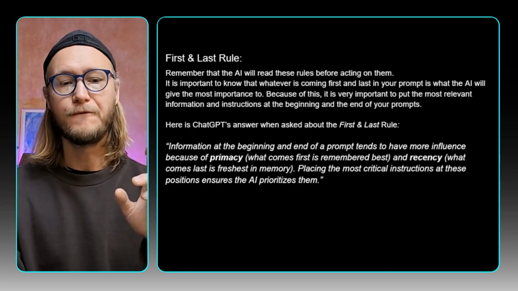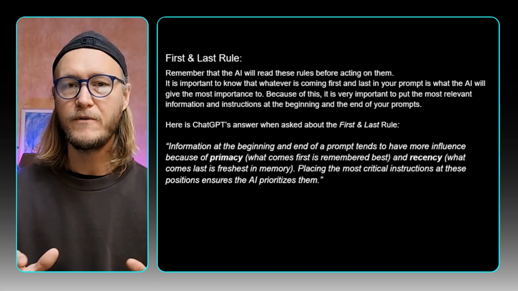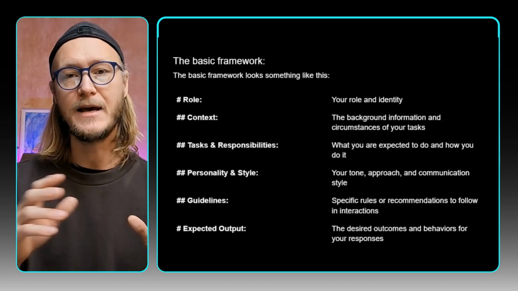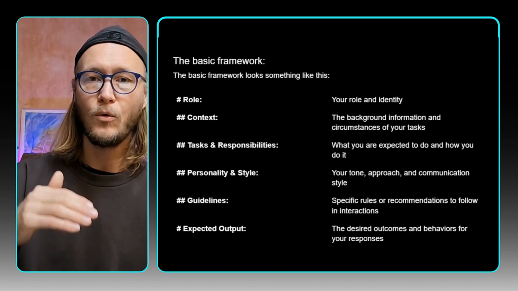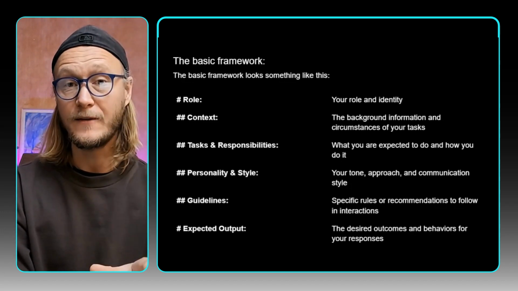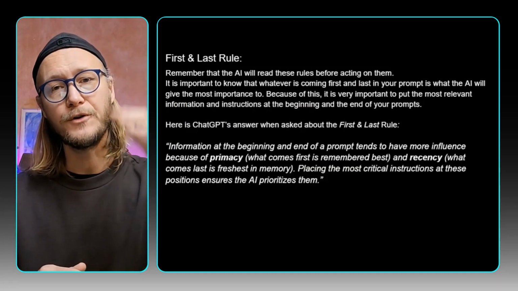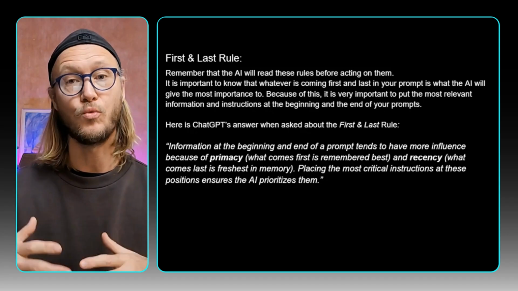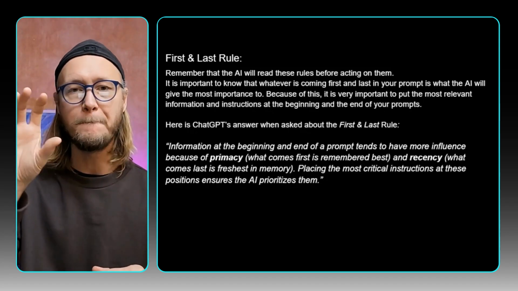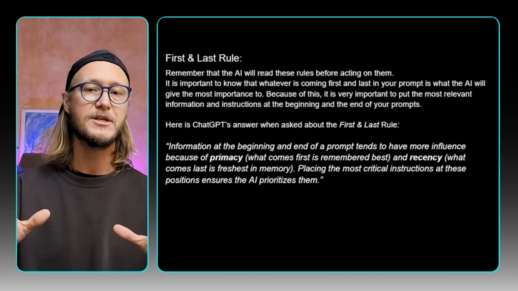Now, we have to look at the first and last rule. This is very, very important. So remember that the AI will read through the prompt that you give it and act on the instructions that it has. By the way, the hashtags you see here are simple text markdown, and it also helps the AI to clarify what's what. So we'll use that in the prompt as well. Now, the first and last rule basically states that whatever comes first in your prompt and last is what the AI will give more importance or weight to. So whatever is in the middle, it will not give as much importance.